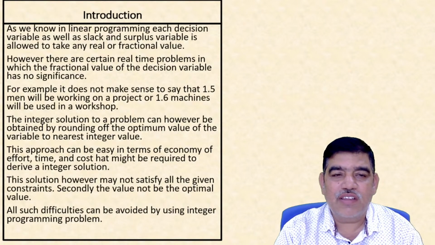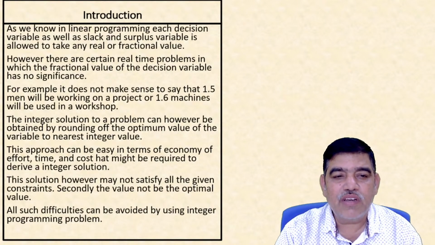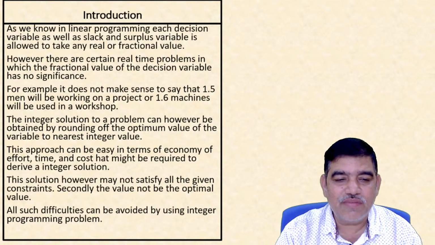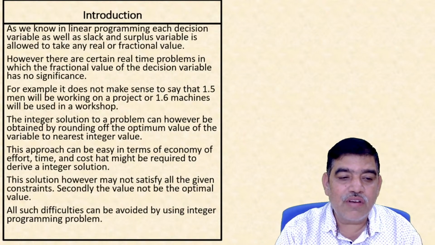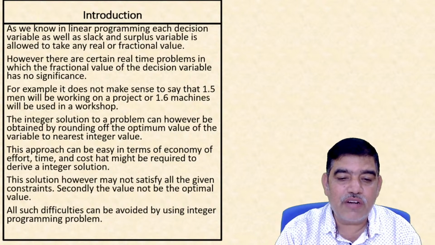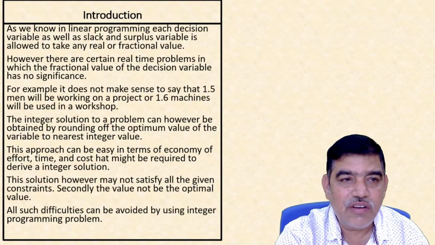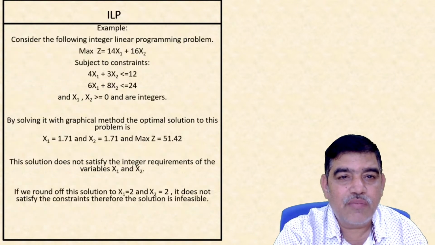That means the integer programming problem consists of the objective function, constraint equations, conditions, as well as one restriction, that all the decision variables must be integers. It is never real numbers or fractional numbers. All such difficulties can be avoided by using an integer programming problem. So this is known as integer linear programming.